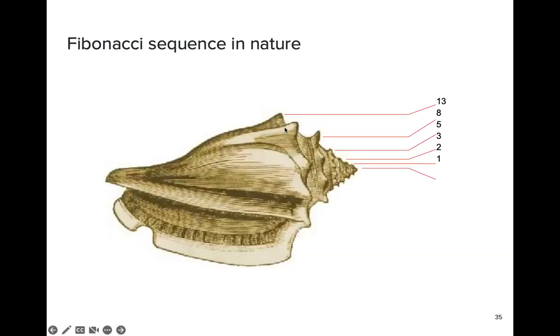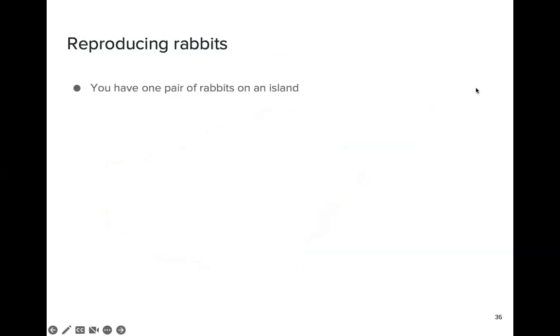So you can picture it like this: we have 0, 1, 1, 2, 3, 5, 8, and 13. And you can also use the concept of Fibonacci in some other problems, like reproducing rabbits.